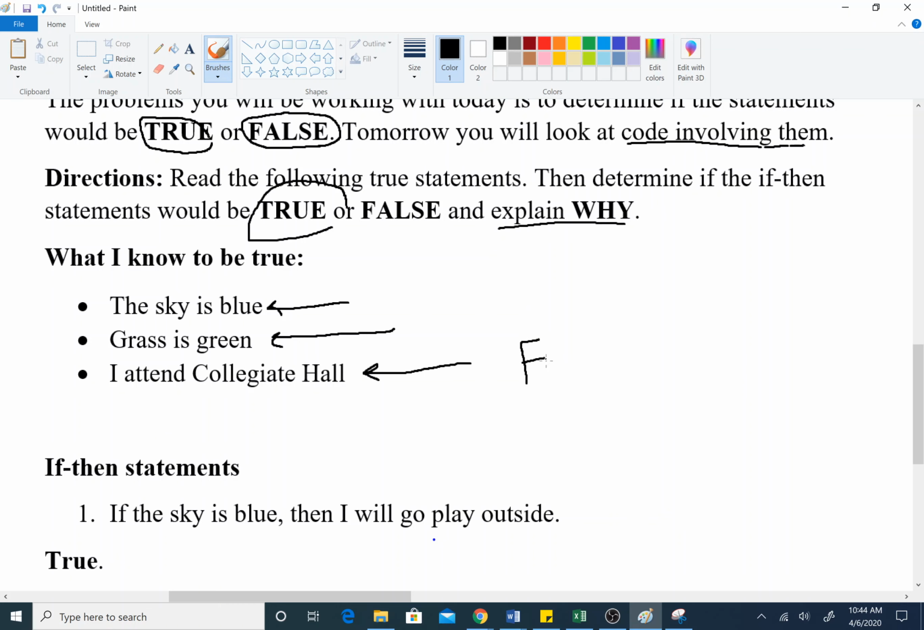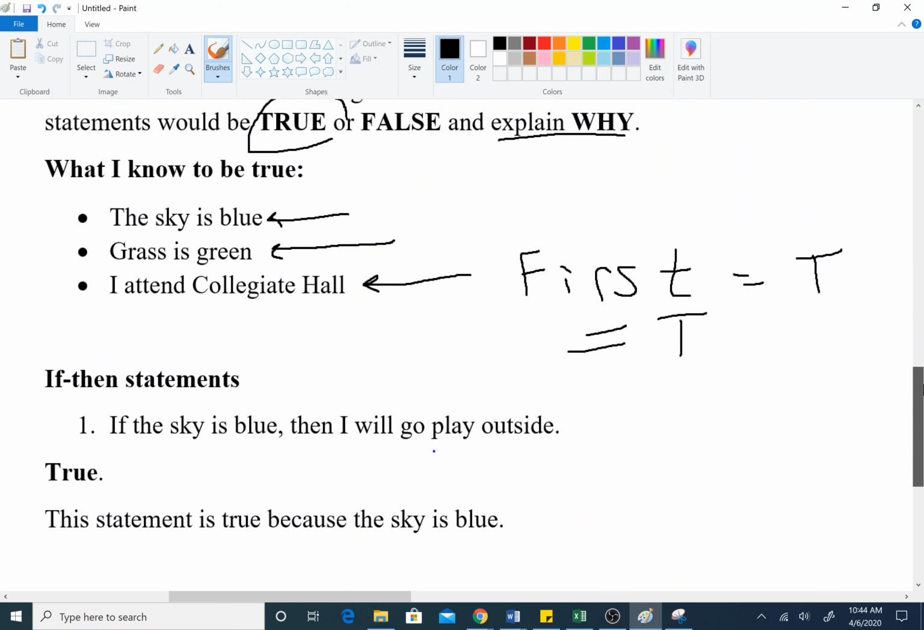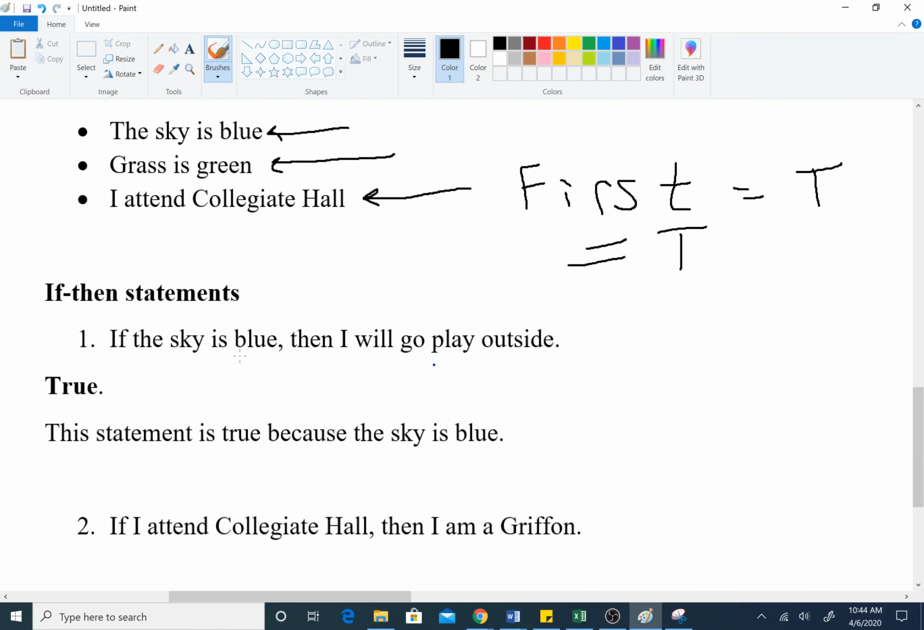If the first part equals true, then the whole thing equals true. So I'm only looking at this first section. You can circle them to make sure you're only specifically looking at that part. The first one says, if the sky is blue, then I will go play outside. So what you're saying is, is the sky blue? I'm only focusing on that.